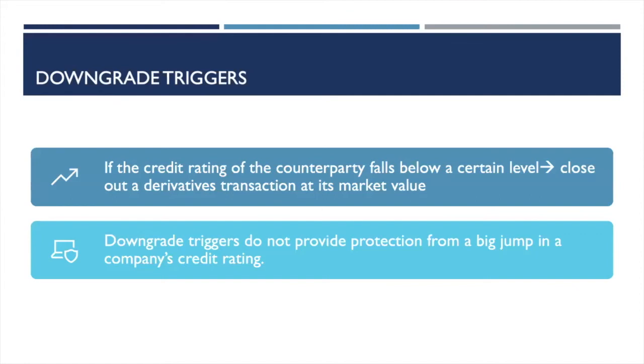Another credit risk mitigation technique sometimes used by a financial institution is known as a downgrade trigger. This works as follows: if the credit rating of the counterparty falls below a certain level, the financial institution has the option to close out a derivative transaction at its market value. Downgrade triggers do not provide protection from a big jump in a company's credit rating. Also, downgrade triggers work well only if relatively little use is made of them.